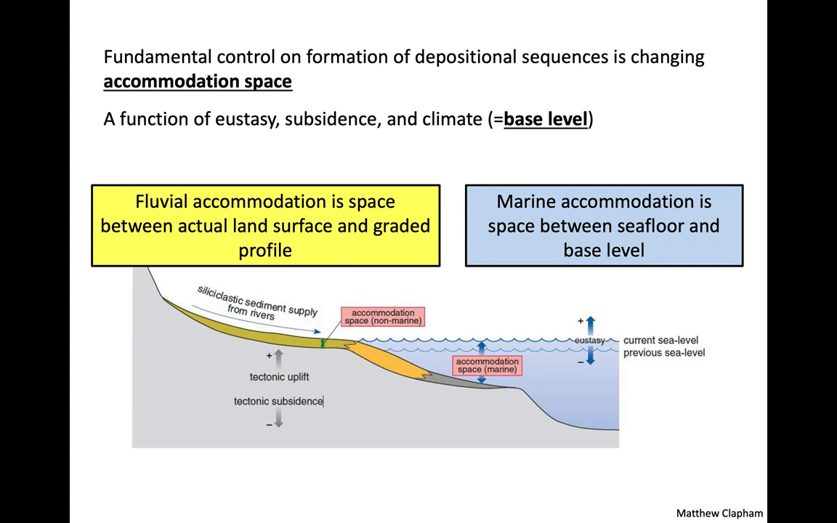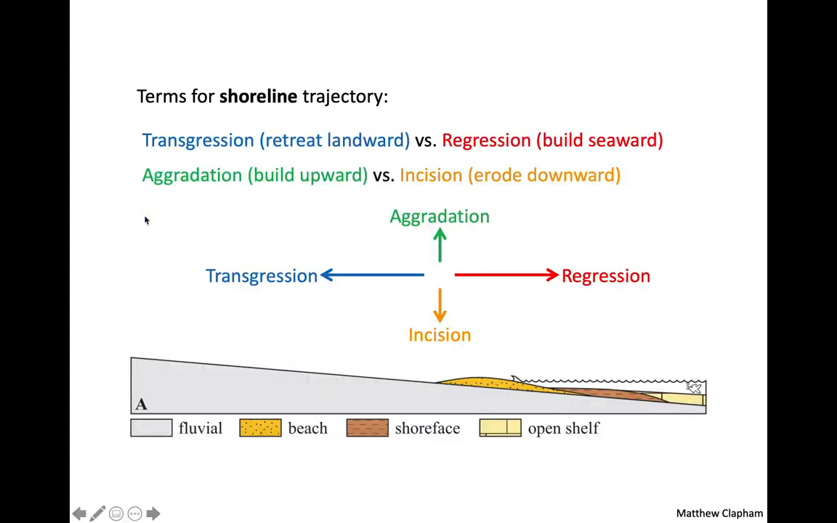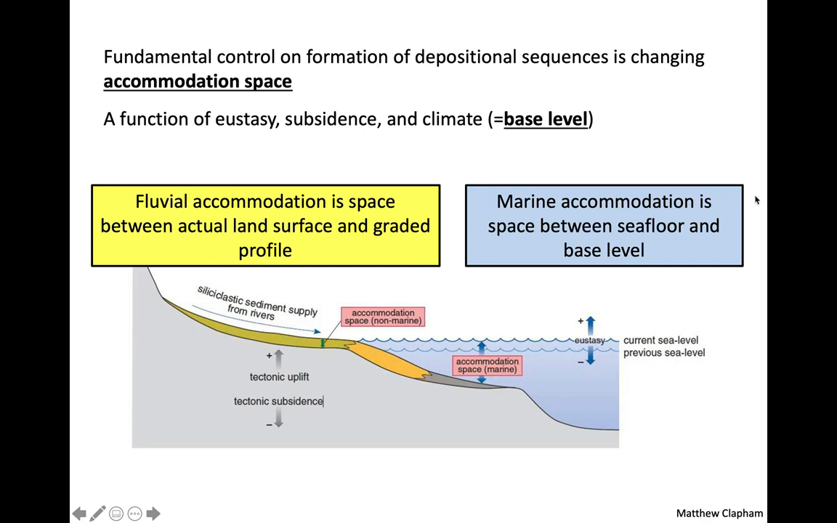There are two types of accommodation space we'll talk about. First is fluvial, so river accommodation space, and marine accommodation space. Marine accommodation space is the space between seafloor and base level. This is all the space you have to work with. For fluvial accommodation space, it's much smaller. It's going to be the land surface profile and the graded profile, which is why understanding the graded profile of rivers is so important.